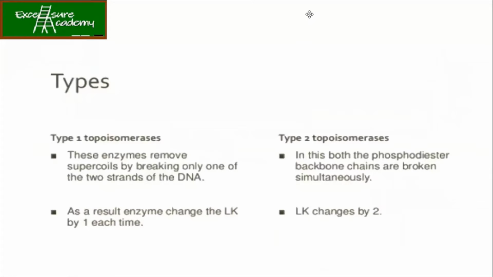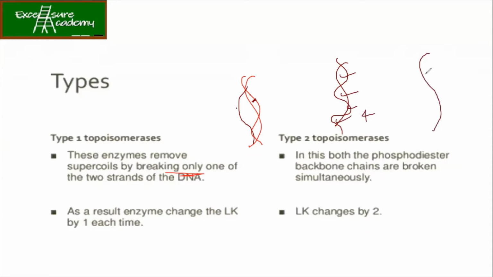So as I already mentioned, there are two types, 1 and 2. Now in this also there are important points, please remember. These enzymes remove supercoils by breaking one of the two strands of the DNA. Your DNA is a double helix, right? It will cut only one strand, open it, and rejoin it here. So what will happen? Instead of having 1, 2, 3 and 4, it will give you only 2. So this is how you're changing the linking number. As a result, the enzyme changes the linking number by 1 each time.